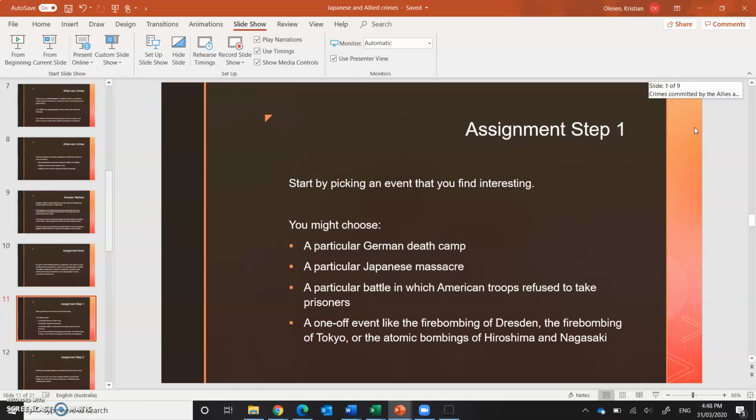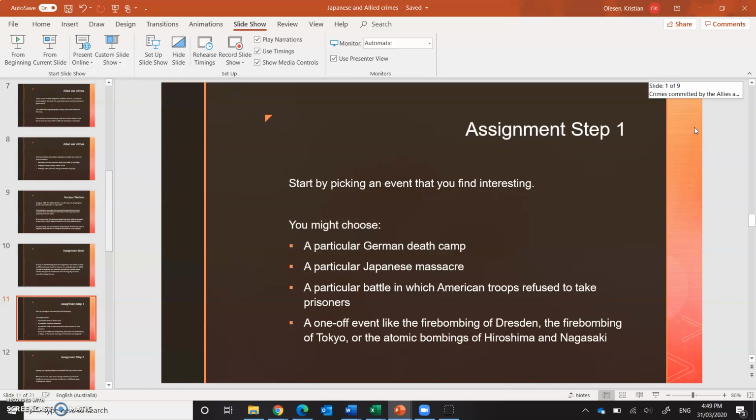And there's just a few simple steps. Step 1 is you need to pick an event that you're interested in. So if you've developed a particular interest in the Holocaust, from what we were going over last week, you might pick a particular aspect of the Holocaust. It would probably be easiest to pick a particular concentration camp.